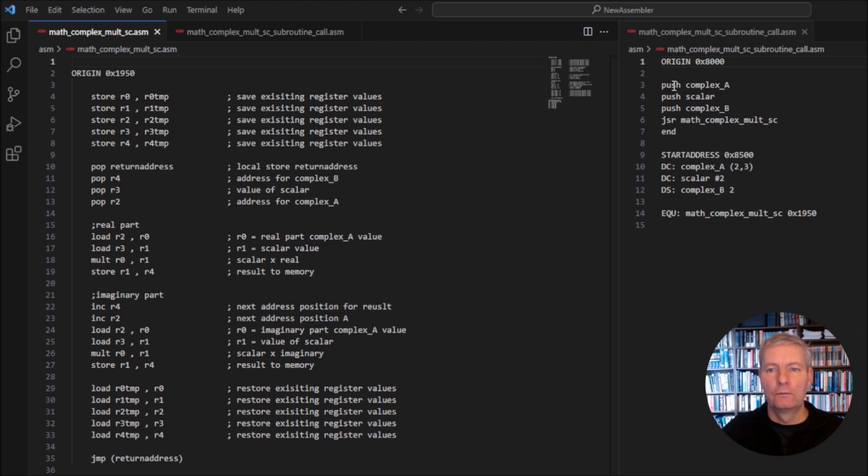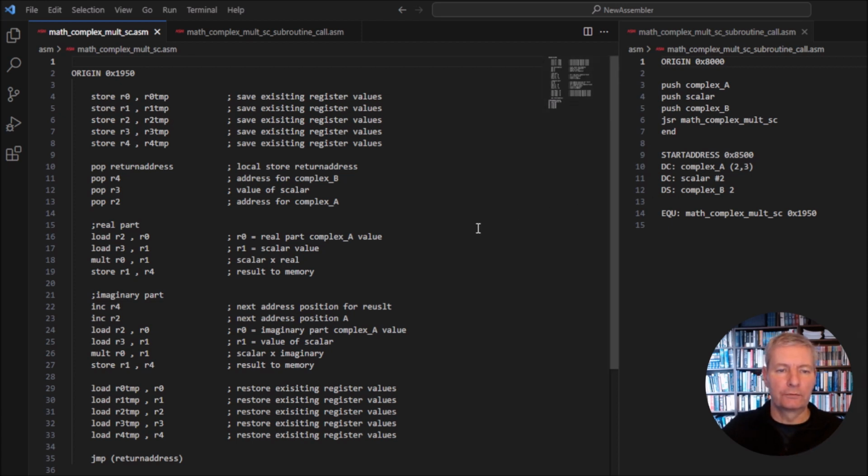We then push the complex number a, we push the scalar, and we push the complex number b. Remember, whenever we're pushing these, we're pushing the start addresses of these. We then jump to the subroutine. It runs through the subroutine and it returns the values into complex b, and that's it finished.